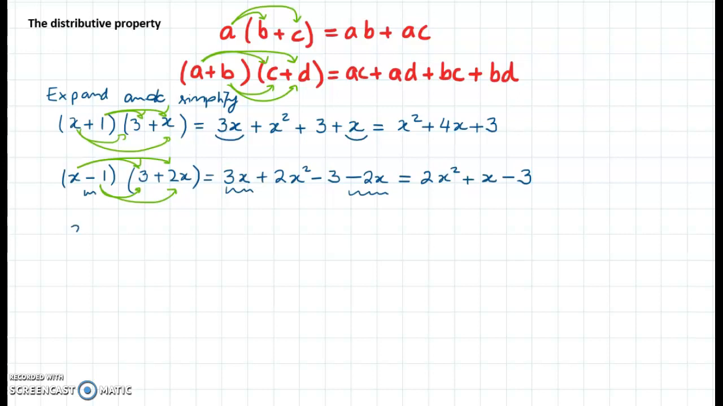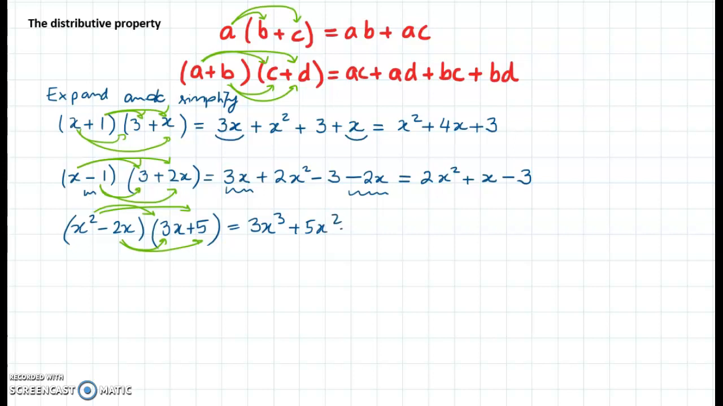Let's try one more. x squared minus 2x multiplying 3x plus 5. We proceed in the same way, applying the distributive property. We write that this is 3x multiplying x squared, so now we have 3 copies of x multiplying itself, so 3x cubed plus 5x squared minus 6x squared minus 10x.